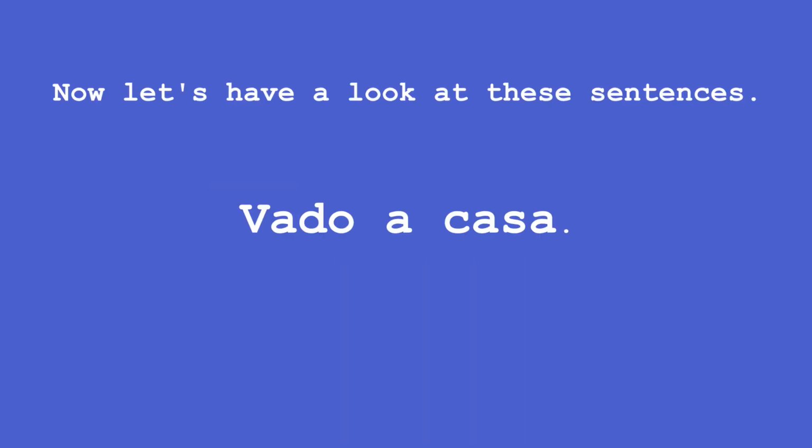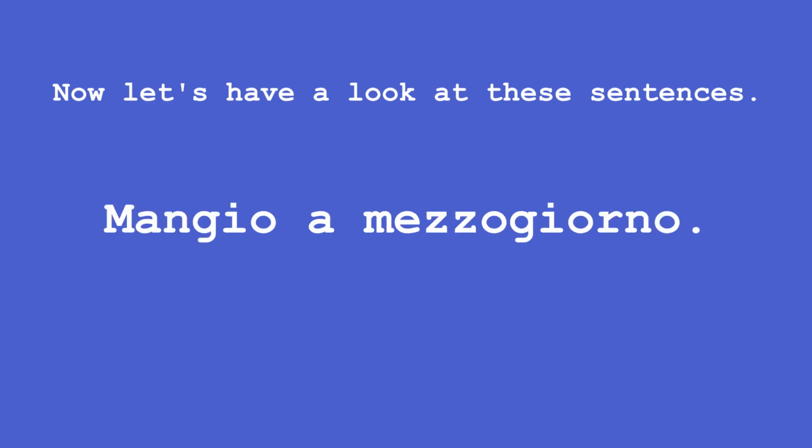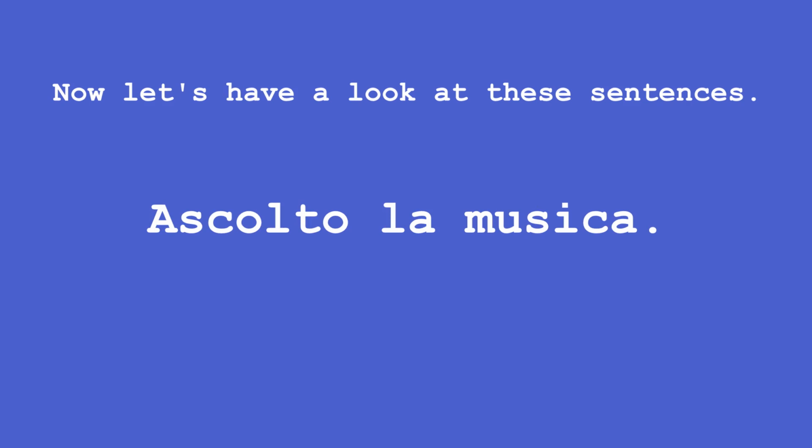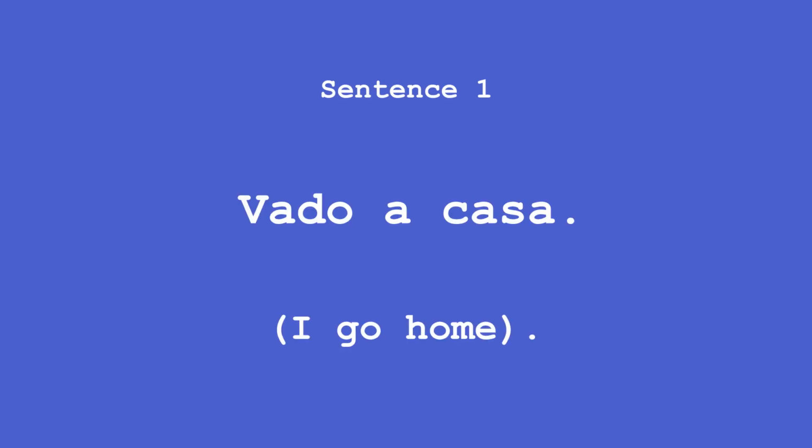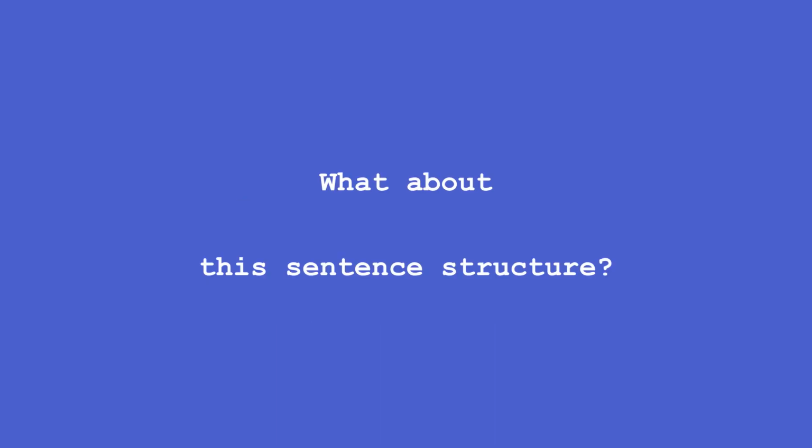Now let's have a look at these sentences. Vado a casa, mangio a mezzogiorno, ascolto la musica. Let's have a look at each of these sentences. Sentence number 1. Vado a casa. I go home. What about this sentence structure?